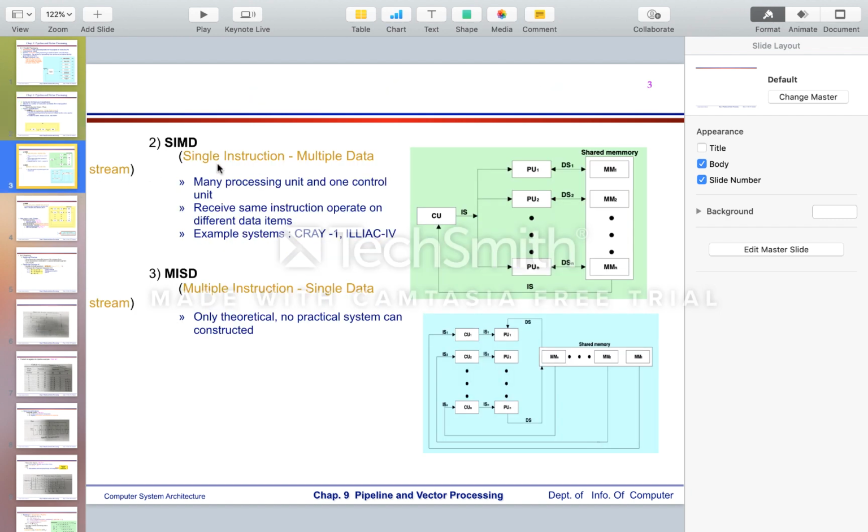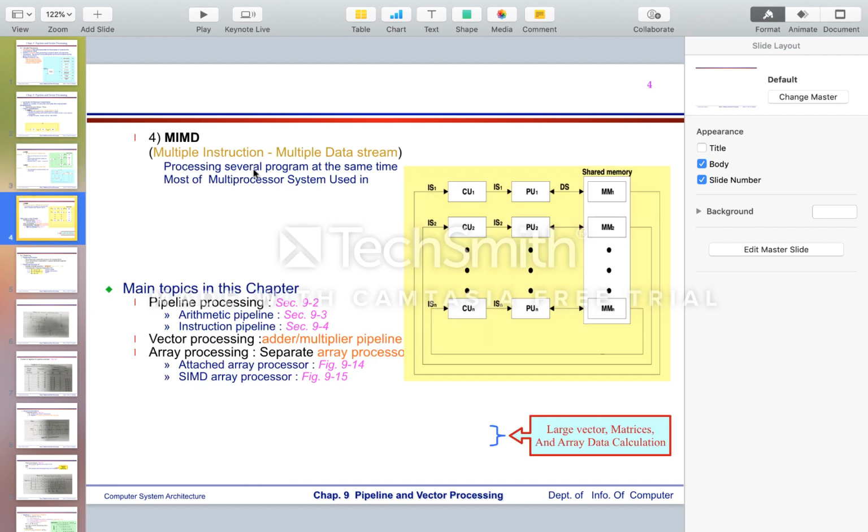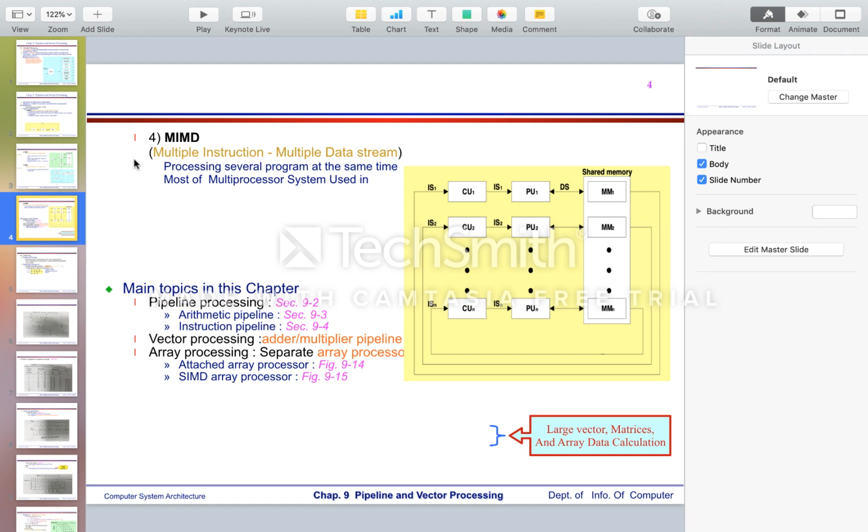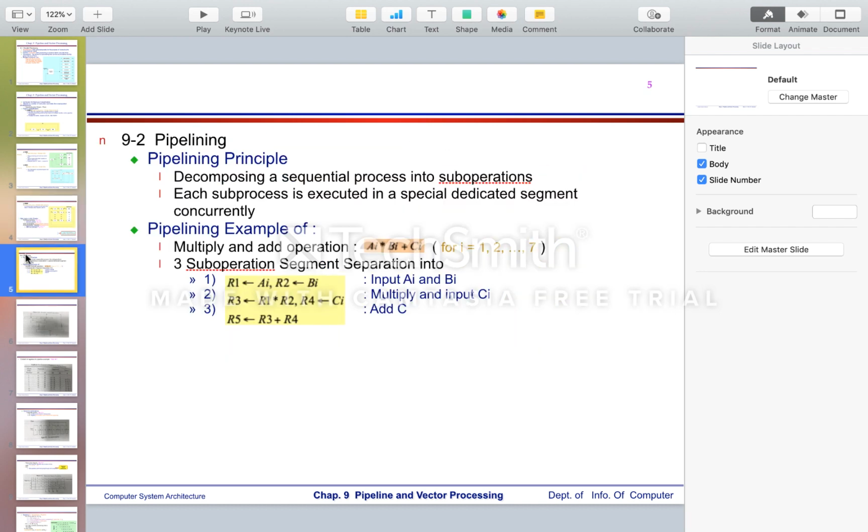Then we have seen SIMD, meaning there will be shared memory, multiple processing units and the data will be shared. Then we have MISD, which was just a theoretical concept, and the last one is MIMD, which is based on multiprocessor systems. Then we have seen pipelining.